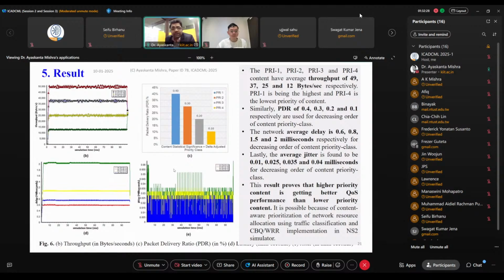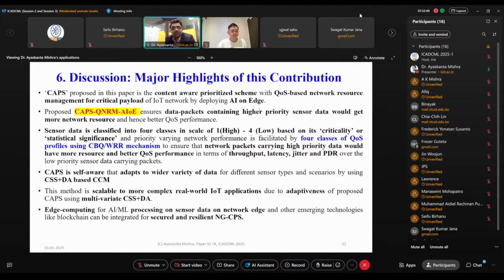So critical sensor data are getting better network performance over the non-critical sensor data. So this is quite justifiable, and based on that, more critical information can go to the cloud from the edge network as per the requirement. So finally, the discussion on the major highlights of this contribution.